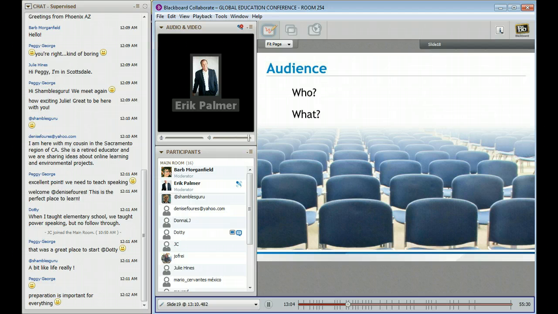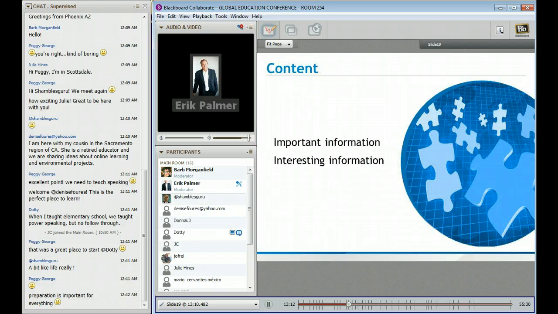They aren't interested because they didn't think about who the audience was, what they were interested in, what they needed to know. Any presentation starts there. Then, of course, I'm worried about content. Do you have important and interesting information? That has to be compelling. It's not the case that everything the kids think is important is important.